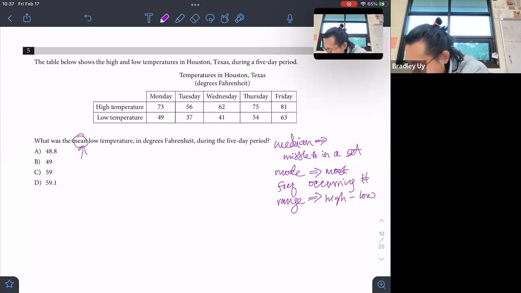But mean is just the average of the low temperatures. So you're going to take these numbers, and we're going to go on our calculator to find the average. You're going to add up all the numbers and divide by how many numbers you have. So I'm just writing them down, so when I flip to my calculator, I will be able to add them.